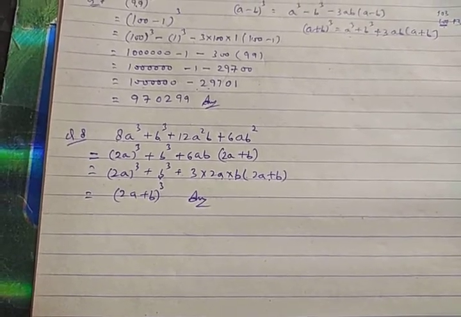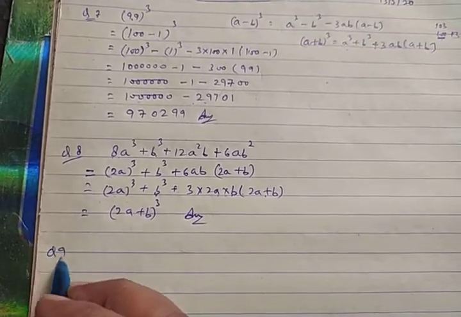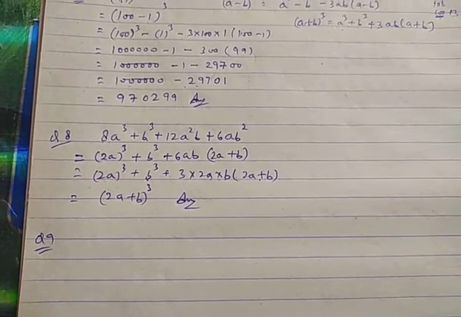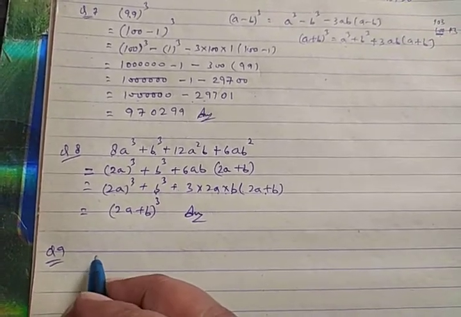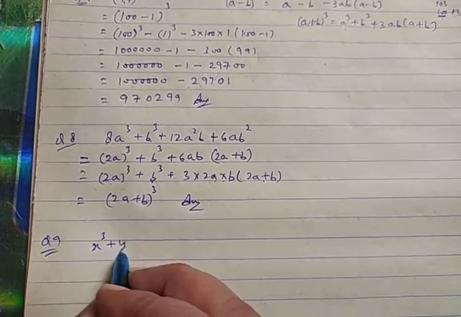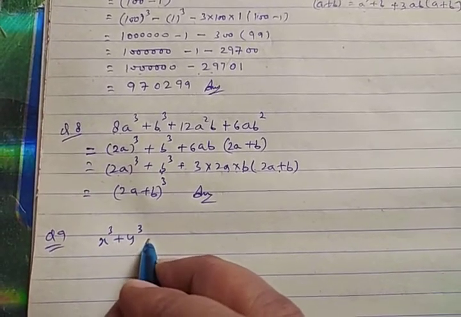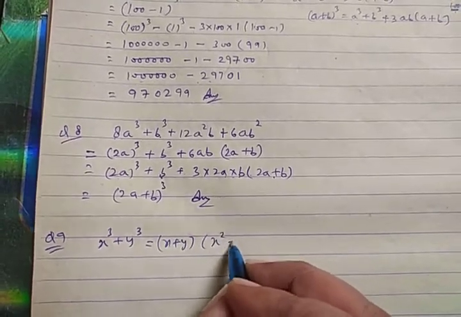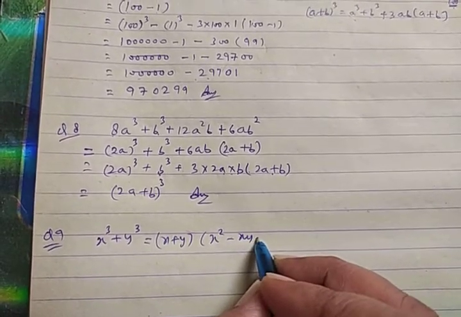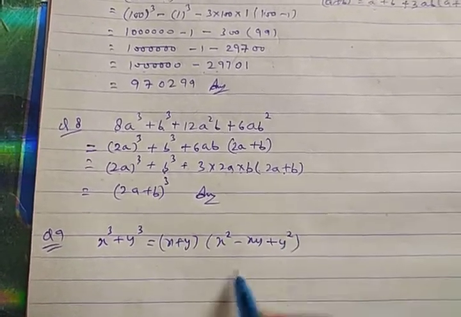Now one question is there, question 9. In question 9 it is saying verify something and the expression is written x cube plus y cube is equal to (x plus y)(x square minus xy plus y square). This is also a formula.